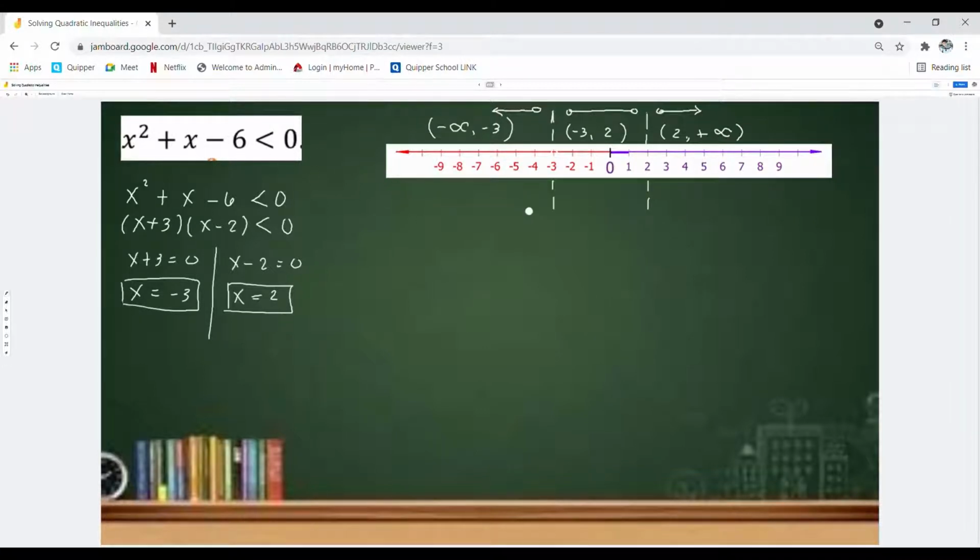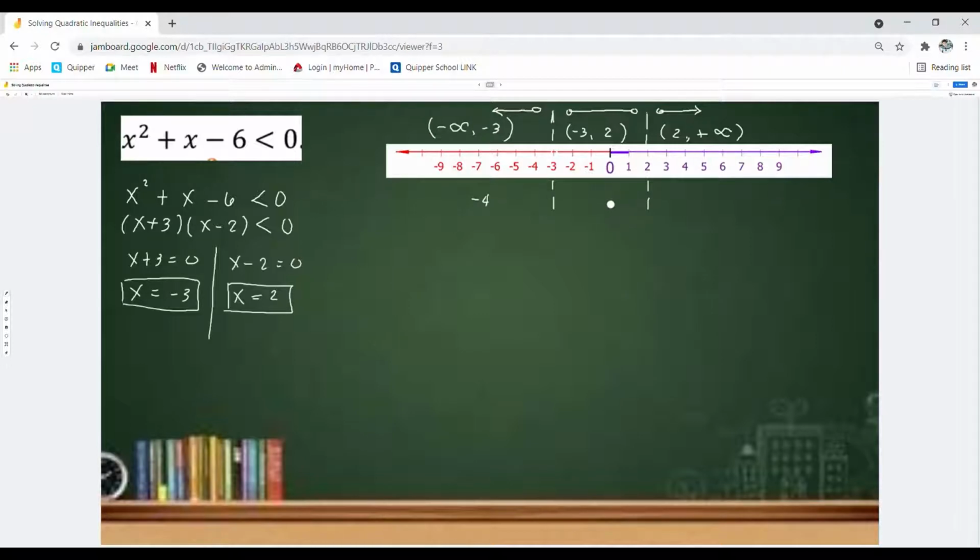inequality, I mean. So you will need the test numbers. Test numbers are actually test points, the same. You're just going to select numbers from this section here to negative infinity. So you can have negative 4, negative 5, negative 6, negative 7, negative 8, negative 9. So for me, I'm going to use negative 4.